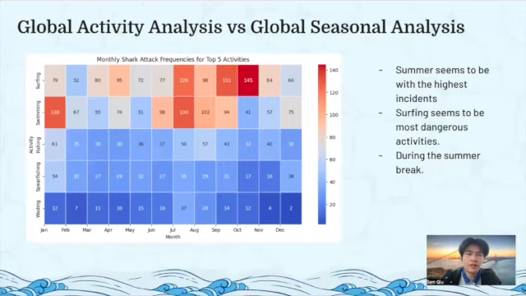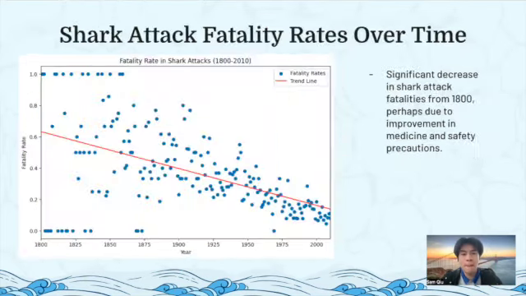And next, we have activity analysis versus seasonal analysis. As you can see, during the summertime it seems to have the highest incidence, and surfing seems to be the most dangerous activity. We also have fatality rates over time, and you can see it's significantly decreasing from 1800, which could be due to medical reasons and public awareness.